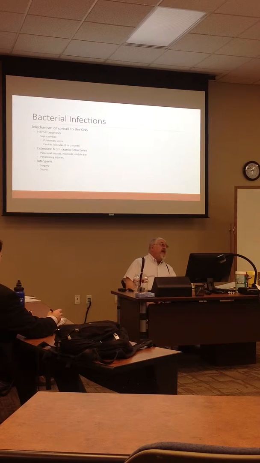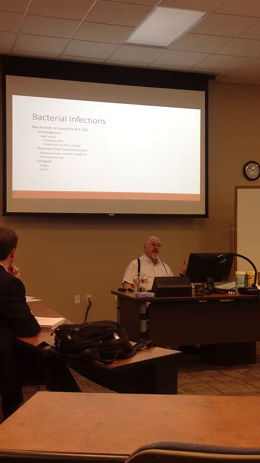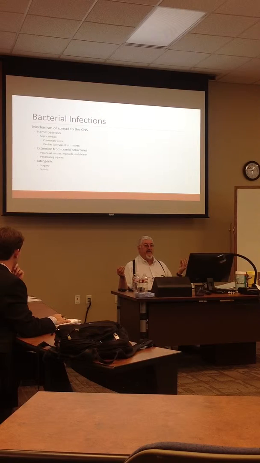Okay, so the mechanism of spread to the CNS can be hematogenous, so an organism that can cross the blood-brain barrier through septic emboli, through the pulmonary veins, and through cardiac valves, right to left shunts. Now, why do you have to have a right to left shunt for it to go to the brain? The right side of the heart's collecting what? Venous blood. The left side is arterial.